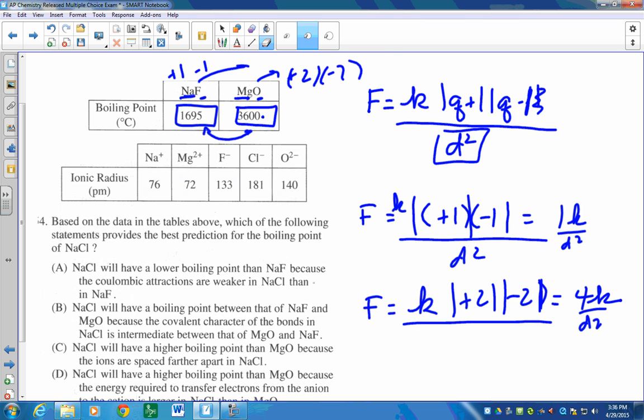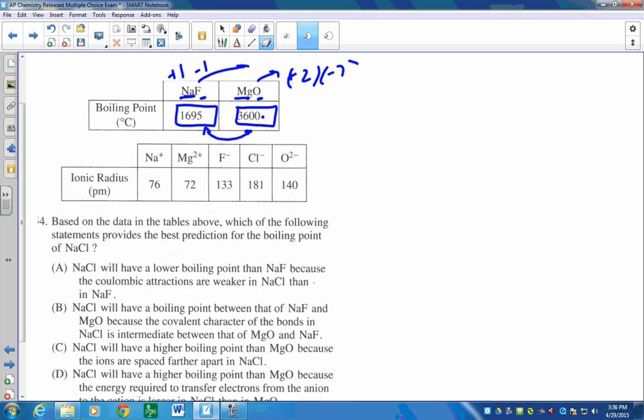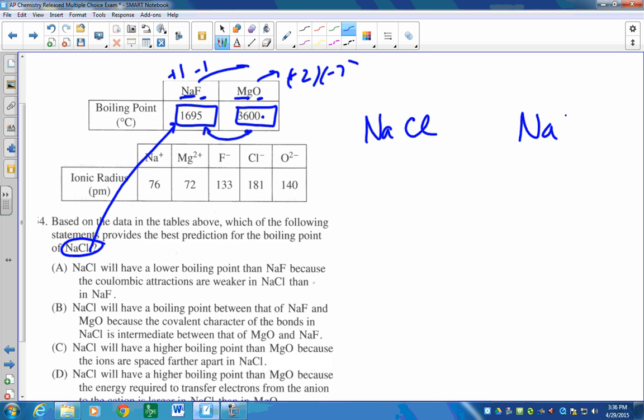Now, erasing all of this, okay, this question is about, based on the data in the table above, which of the following statements provides the best prediction for the boiling point of NaCl? And the first thing you need to understand is that NaCl is a lot like NaF. That's why they gave you the top table, because this is +1 -1, and this is +1 -1. These have the same charges.